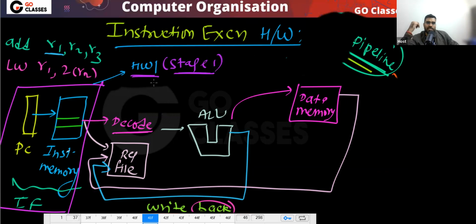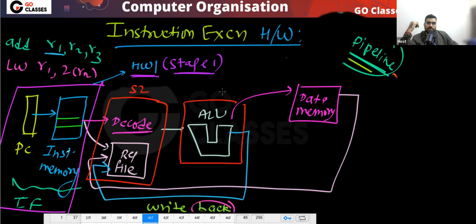So this stage 1 is responsible for instruction fetch. It will do the instruction fetching. Then this stage 2 will do the instruction decoding. Then this is your stage 3, then this is your stage 4, and then finally this is your stage 5, the write back.